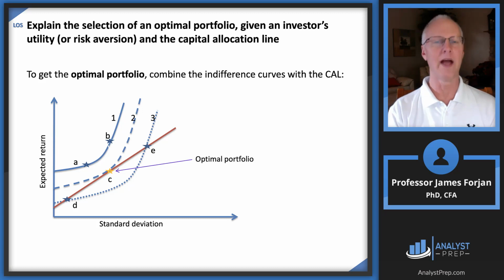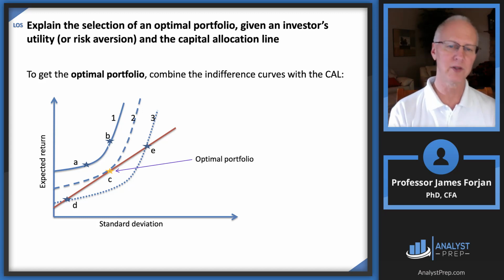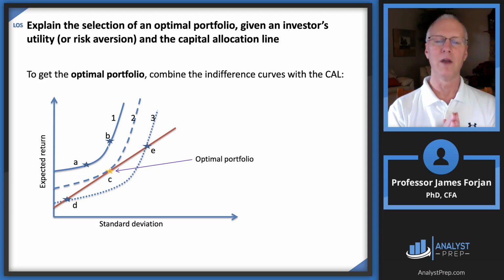So what do we do? We find the indifference curve that is tangent to the capital allocation line. That's the middle one. That's 2. That's the highest utility that we can attain. Now, indifference curve number 3, we don't like any point on there. I mean, we're going to be indifferent between point D and point C and point E, but because point C is located on that second, higher indifference curve, we're going to pick C as our optimal portfolio.